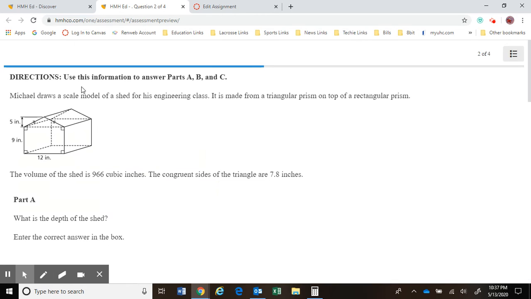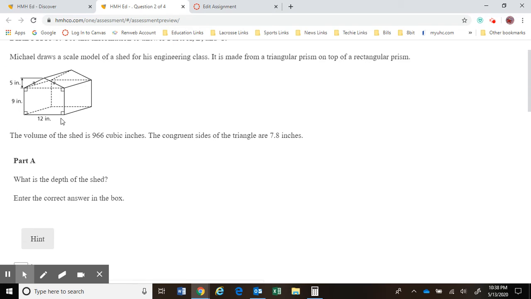All right. Okay, so now we've got that composite figure with surface area and volume, multi-step problems. All right, Michael draws a scale model of a shed for his engineering class. It's a triangular prism on top of a rectangular prism, and the volume of the shed is 966, and the congruent sides of the triangle, so that's these portions right up here, those little tick marks, are 7.8 inches. And so I want to know what the depth of the shed is. I want to know how deep it is.